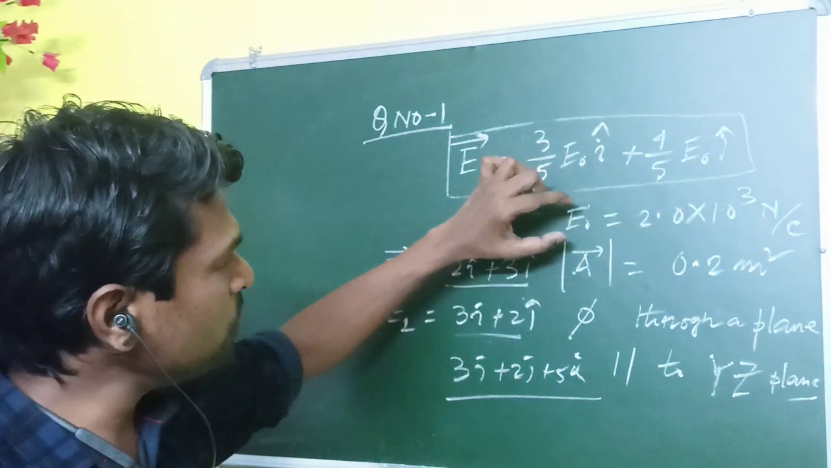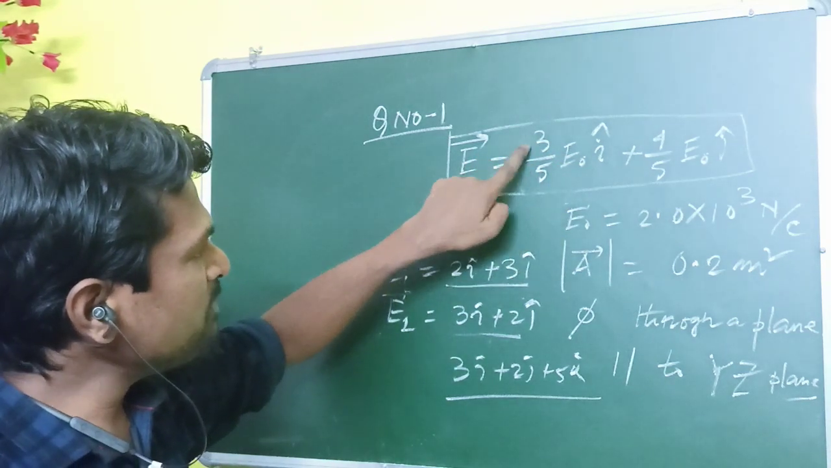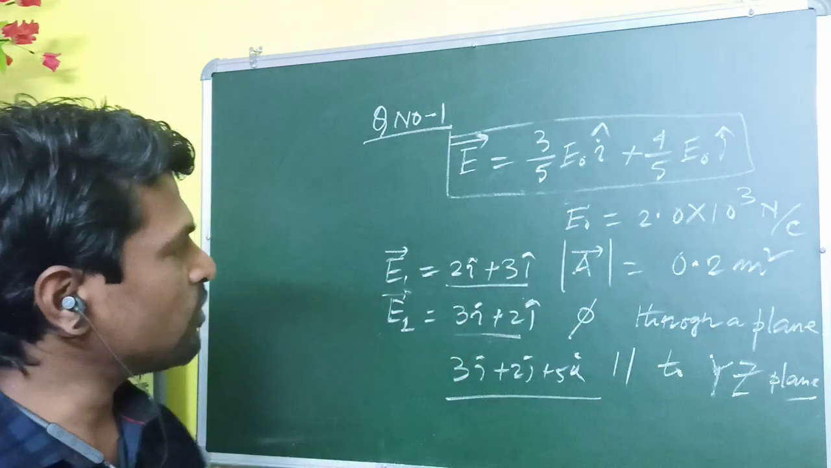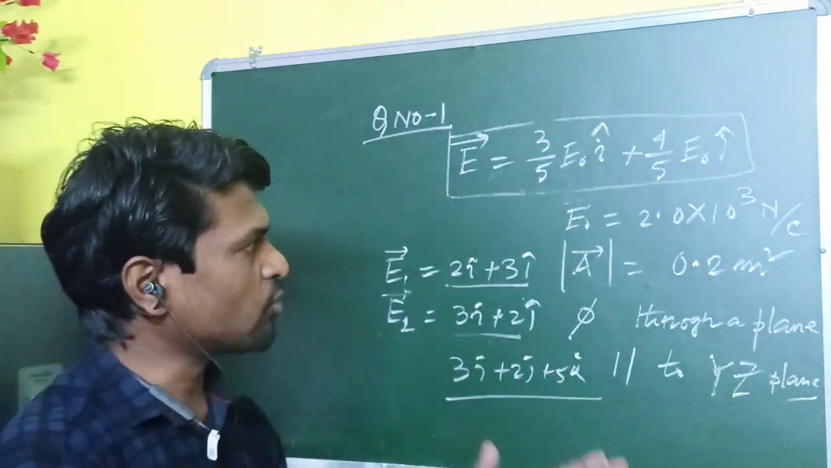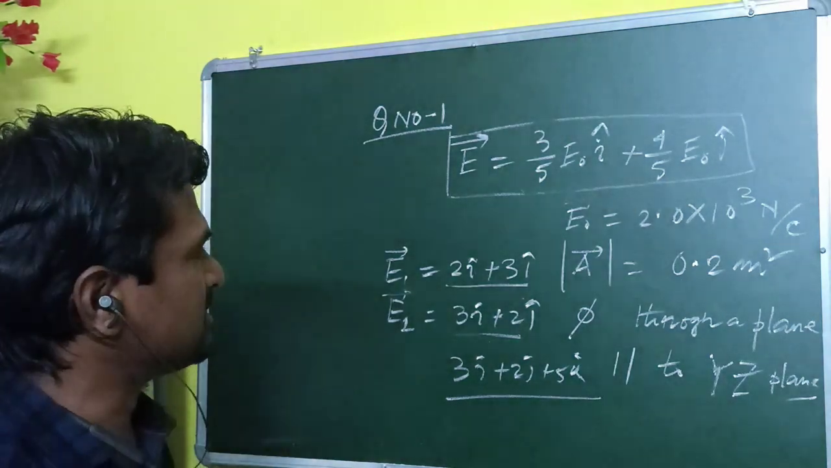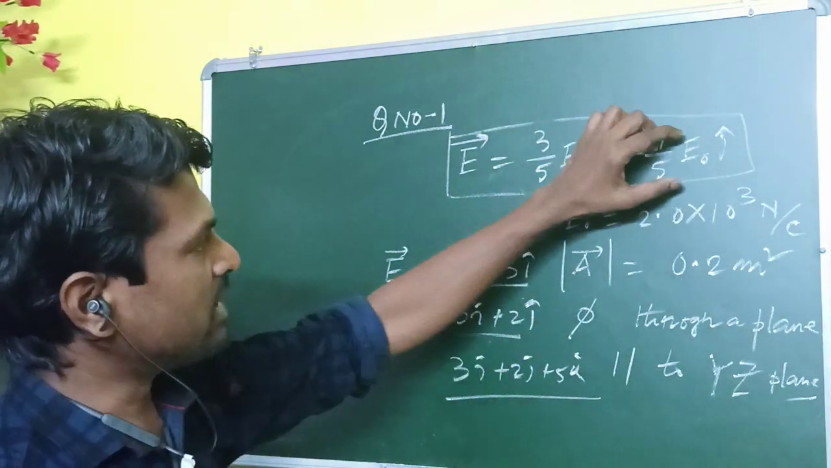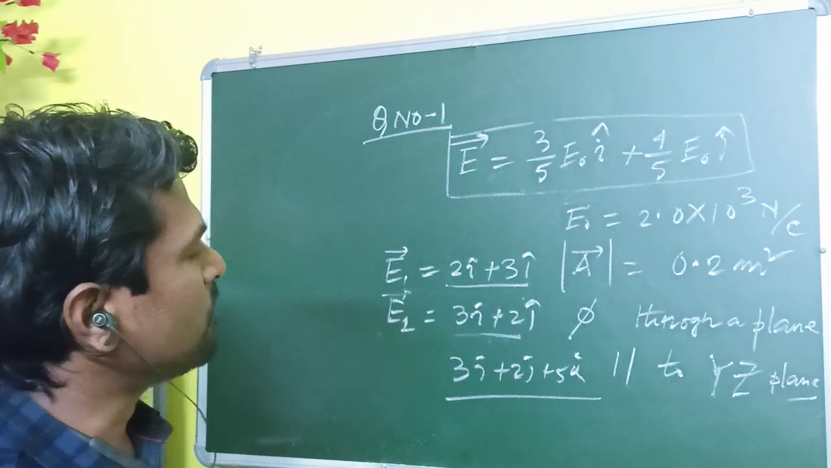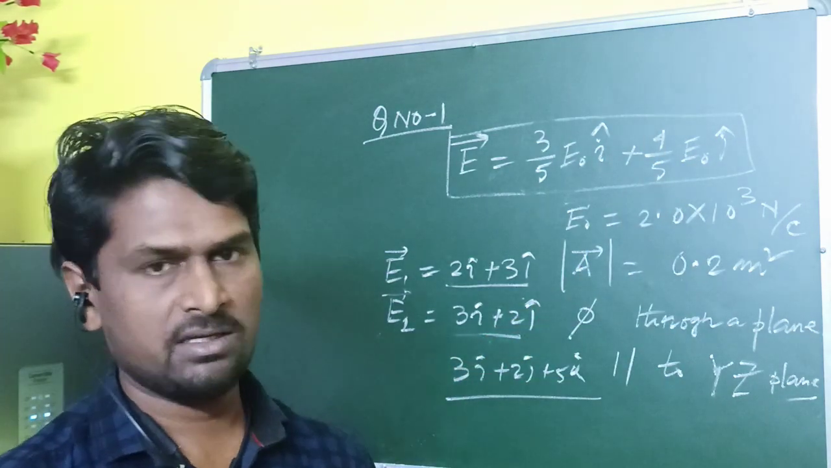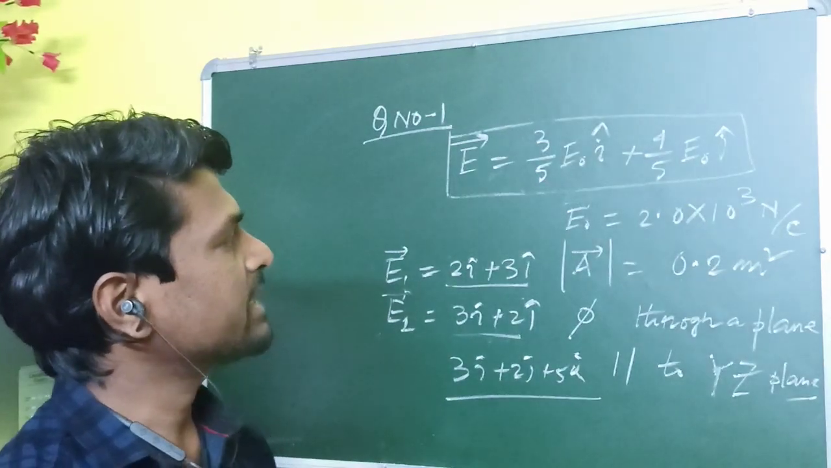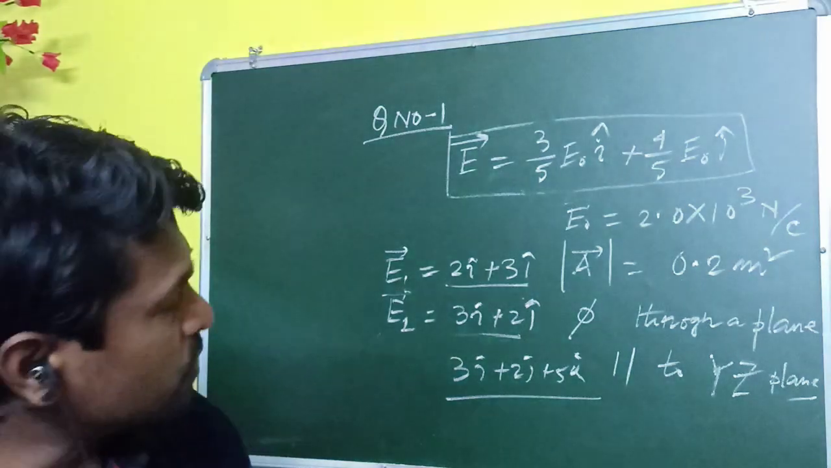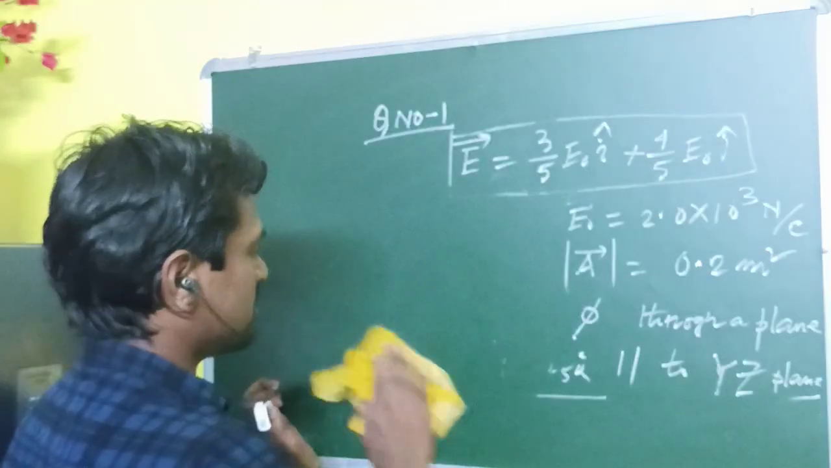So the peak value 3 by 5 of E0, that is the peak value of the electric field, acts along the x-axis, and 4 by 5 of E0 along the y-axis, but there is no component along k cap, that is along the z-axis. So first of all you have to draw a figure.